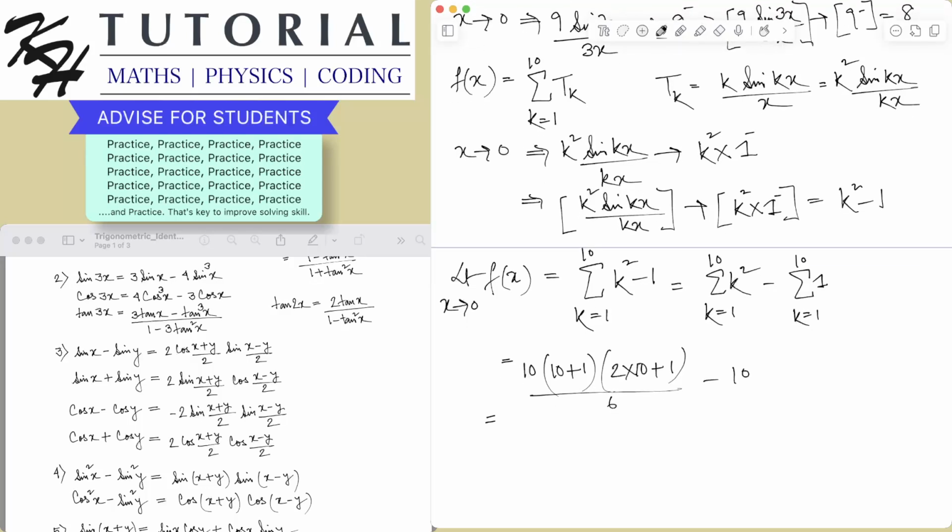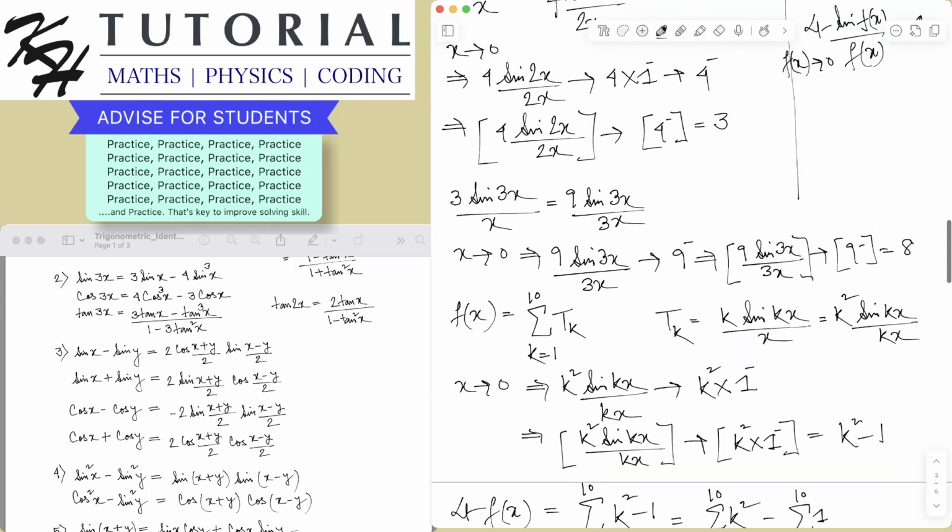Okay, this is 10 into 11 into 21 by 6, minus 10. This is equal to 385 minus 10, which is equal to 375. I think the answer is 375.